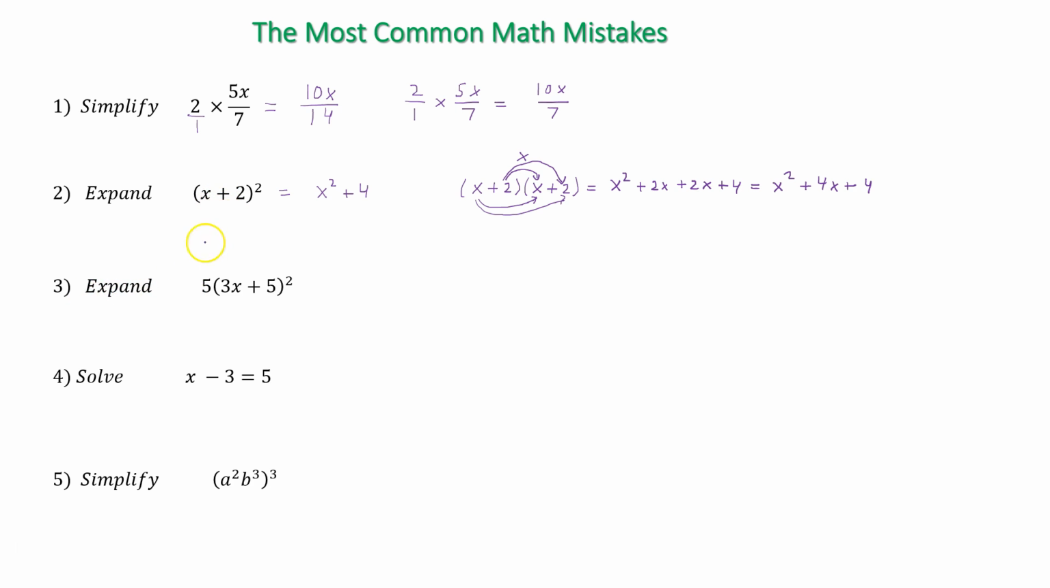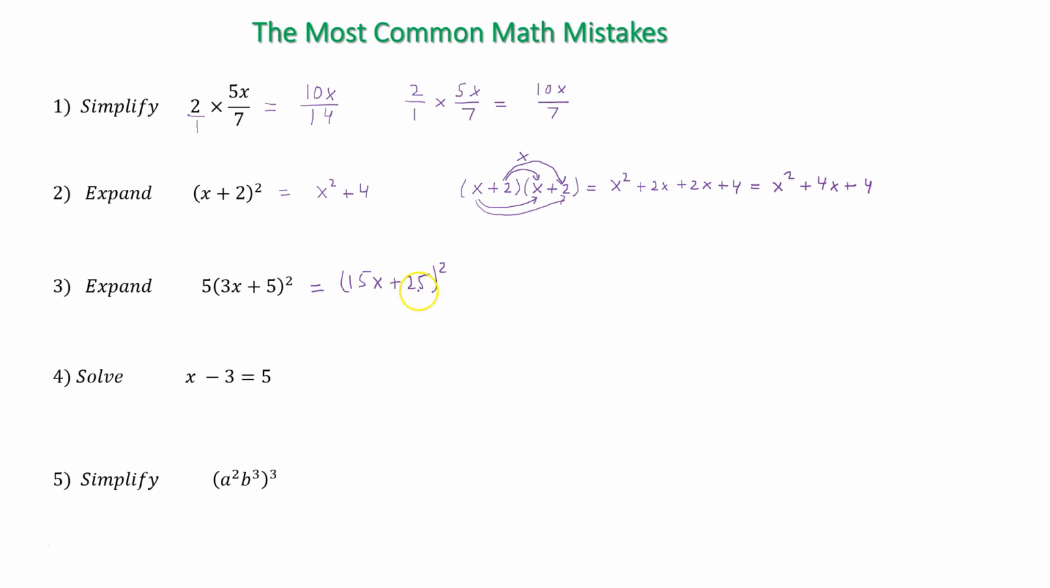And so this example is fairly similar to example 2. So it says expand 5 times, so in brackets we have 3x plus 5 to the power of 2. What I often see students do is that they'll first take the 5 and multiply it in. So they'll get 15x plus 25, and then all of that to the power of 2.